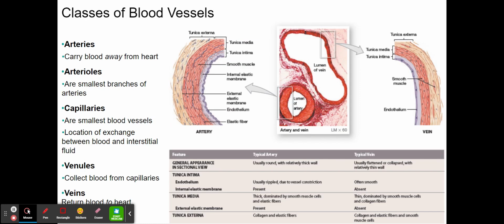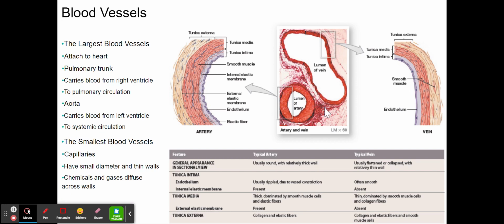So the cardiovascular system has 5 general classes of blood vessels. Arteries carry blood away from the heart, and as they enter peripheral tissues, arteries branch repeatedly. The branches decrease in diameter. The smallest arterial branches are called arterioles. From the arterioles, blood moves into the capillaries where the diffusion takes place between blood and interstitial fluid. From the capillary, blood enters small venules, which unite to form larger veins that return blood to the heart.